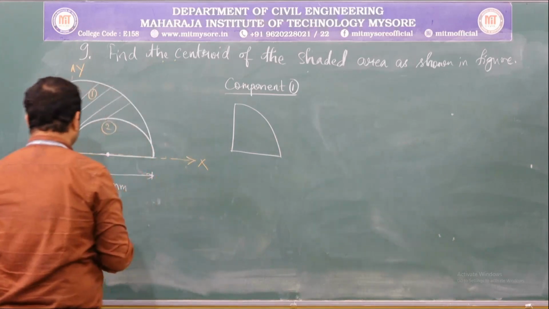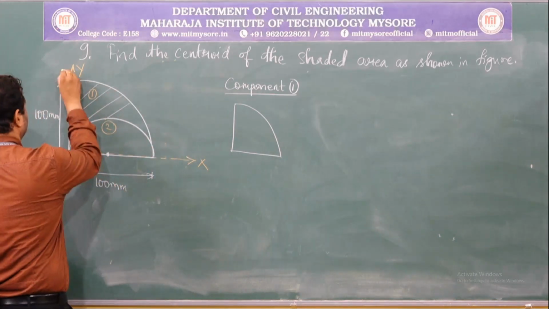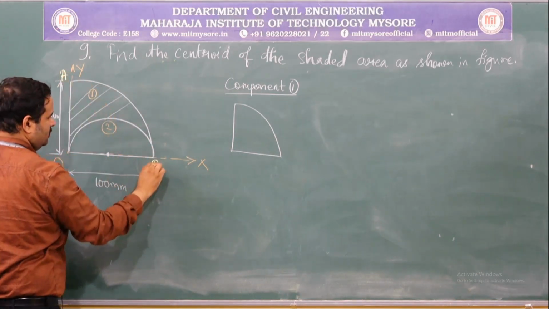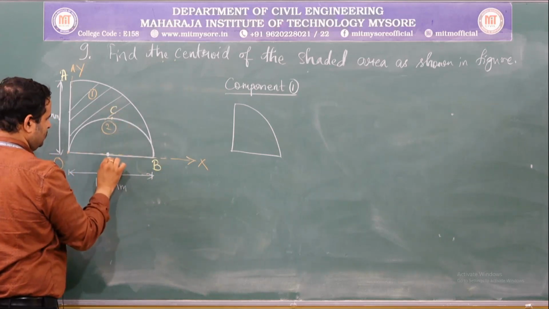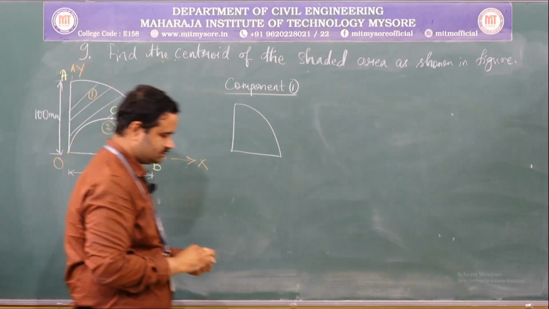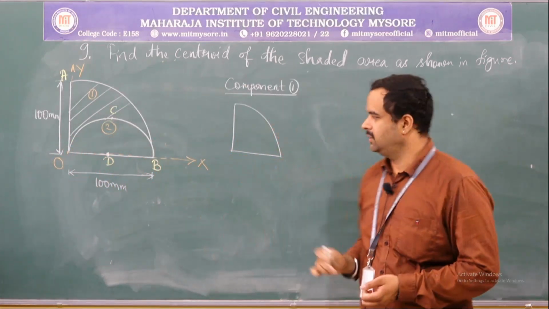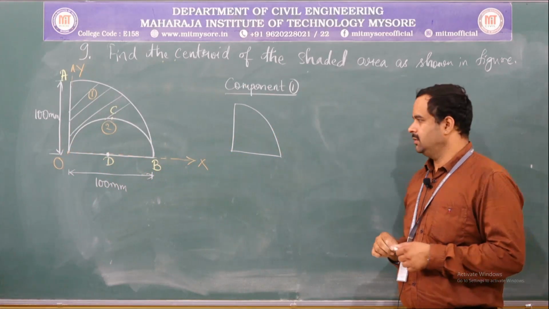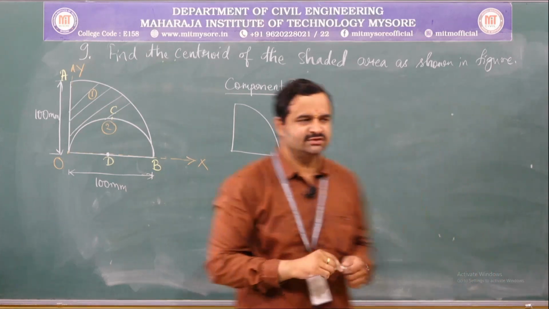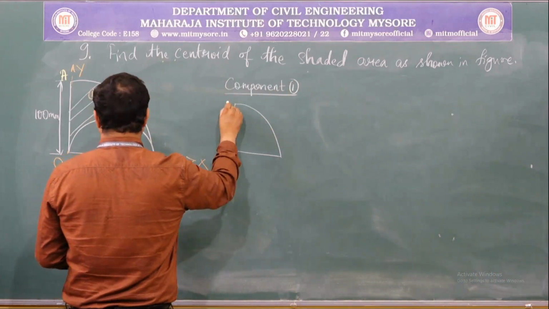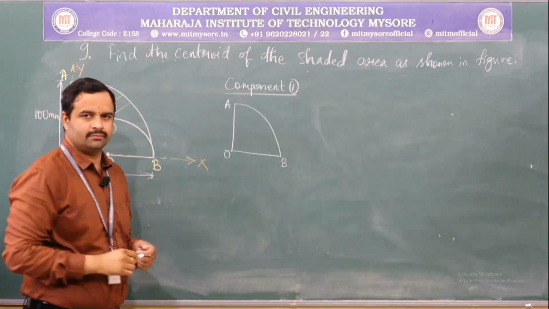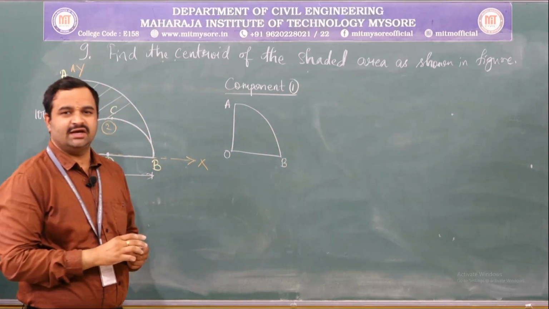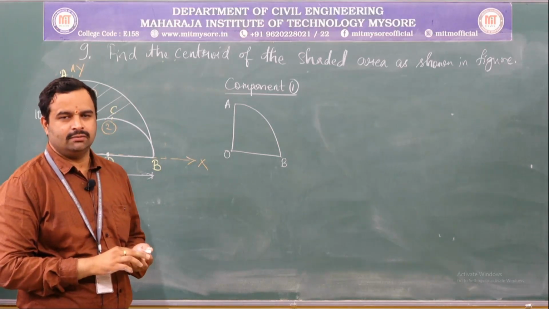So, let me name this O, A, B, C and D. Again, it is for my convenience. Next, this is quadrant A, O, B, component 1. What is the area of the quadrant of a circle?